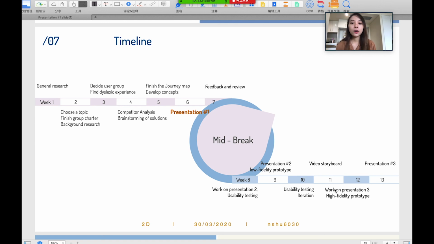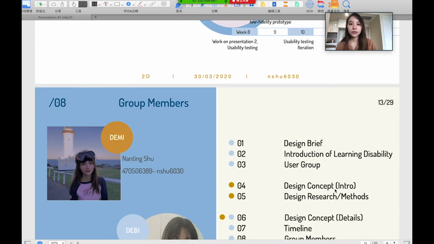So for the timeline, we will make improvements to our concept and work on presentation 2 to do usability tests in week 10. We will make a video storyboard and high fidelity prototype in weeks 11 and 12.